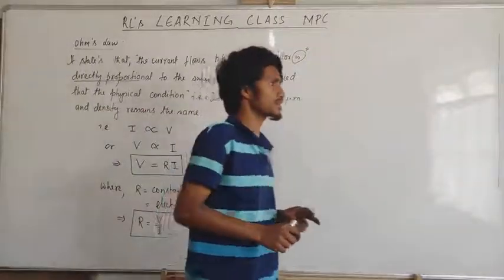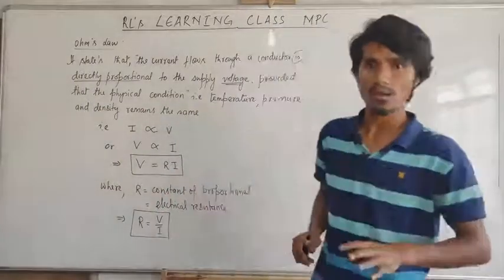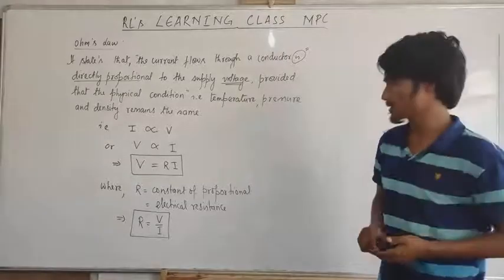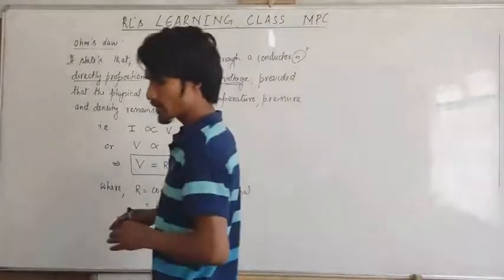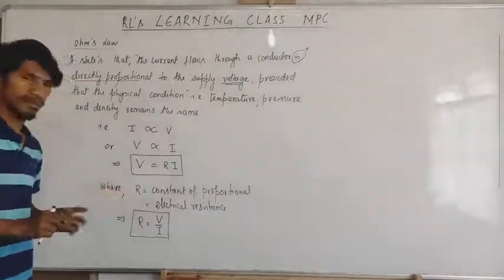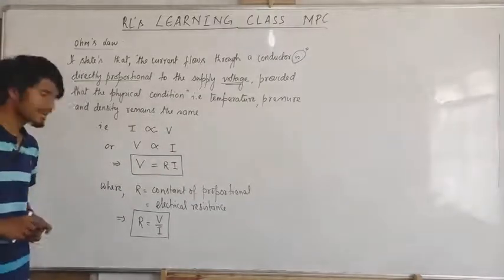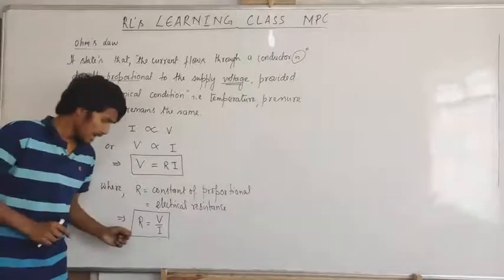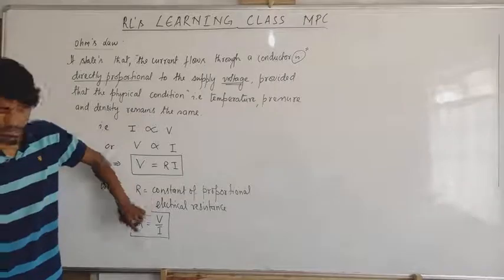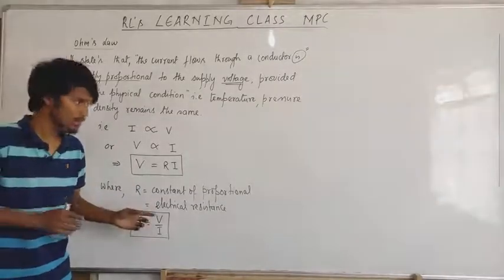There are two types of resistance, external and internal. That internal resistance you will do in higher class. But here we will deal only with general electrical resistance. Then R is equal to V by I. Now, what is this V by I? What does V mean? Electric potential, do you remember?